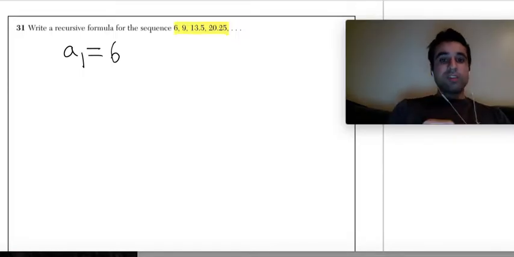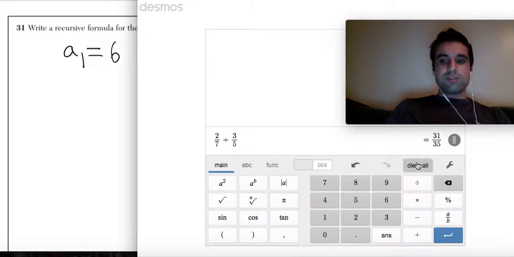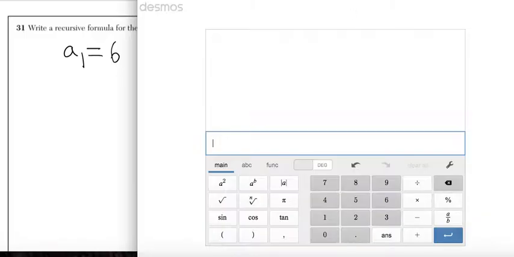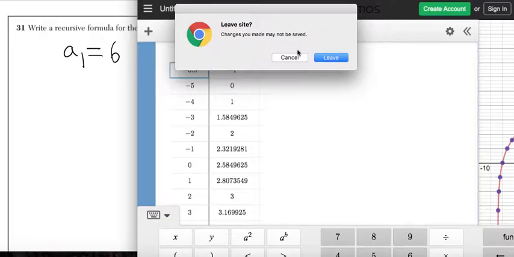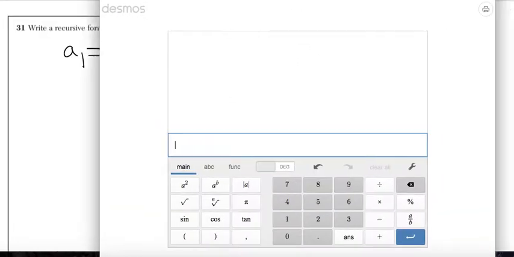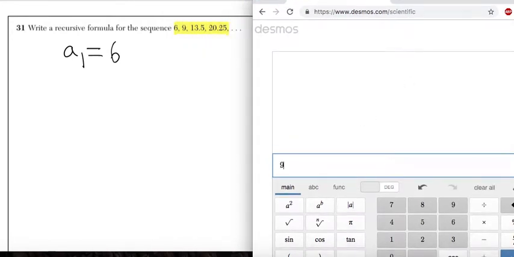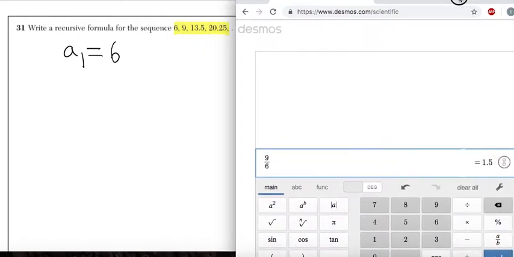Then we have to see what's the pattern. 6 plus 3 is 9, but 9 plus 3 is not 13.5. That would have been 12. So it's not a plus pattern, it's a times pattern. And the way to find out quickly, guys, is divide the 9 by 6. I'm going to take out the graphing calculator for now so that we can just fit it all into one window. All right. If I divide 9 by 6, I get a common ratio of 1.5.